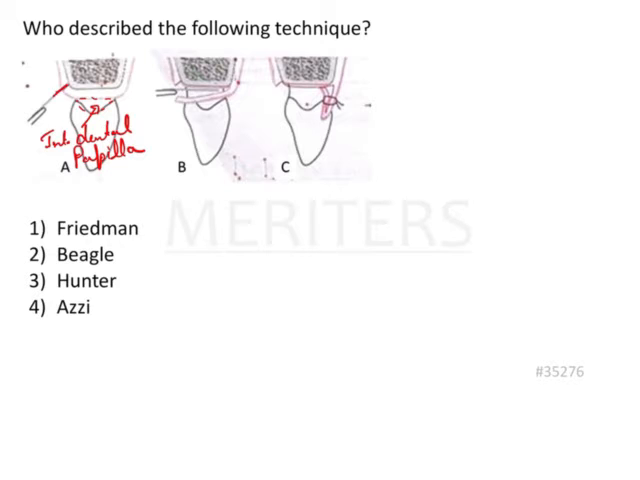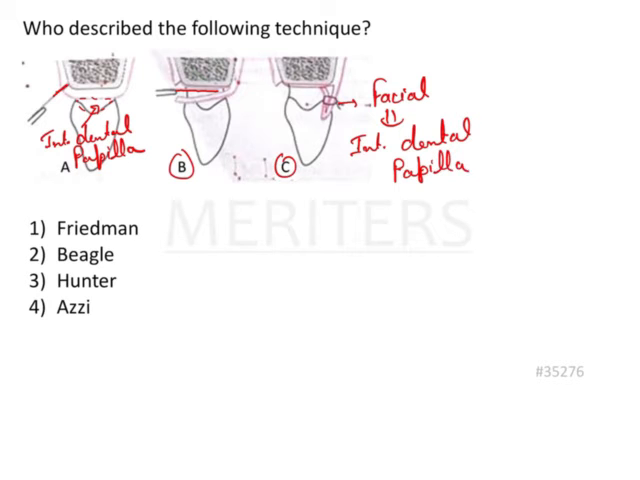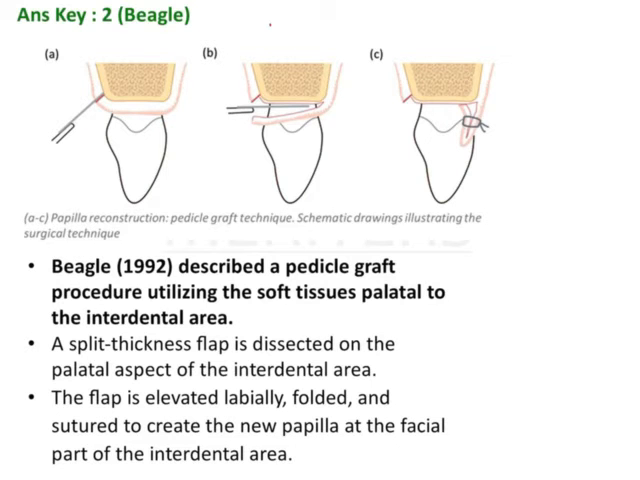In the next step in B figure, we can see that a split thickness graft has been raised, and in C we can see this pedicle graft has been sutured on the buccal or the facial aspect of the tooth so that it simulates a dental papilla. Okay, interdental papilla, basically. Now this particular whole technique is basically known as the pedicle graft technique.